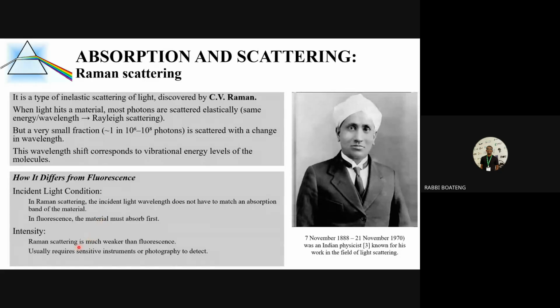And intensity-wise, Raman is very, very weak. So if you want to do Raman scattering, you need very powerful detectors and instruments to do that. Usually, as I said, it needs a sensitive instrument to detect it. So people that are working with Raman are really doing well. Because you can get fluorescence and only a little Raman scattering is in there. You have to do a lot of work to remove the fluorescence and get the Raman scattering.